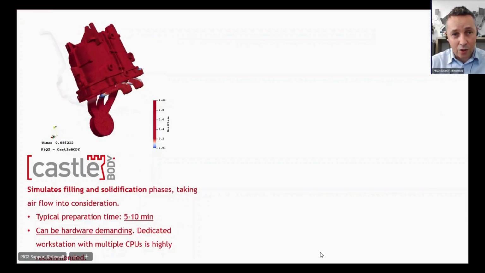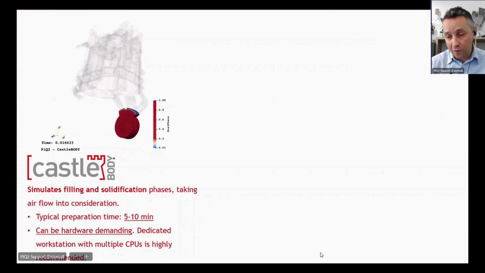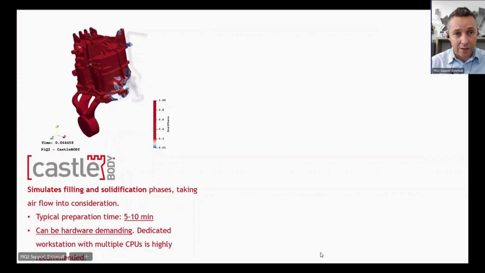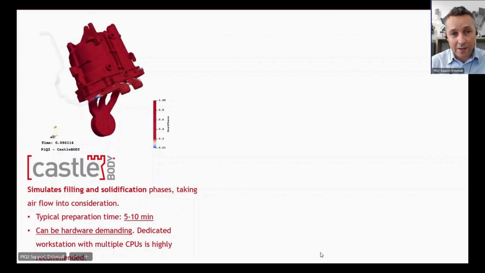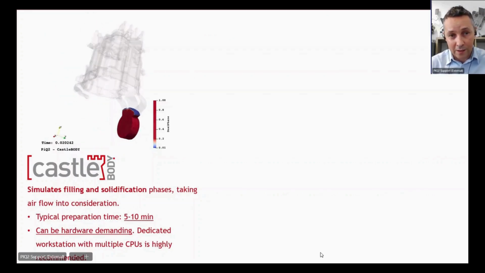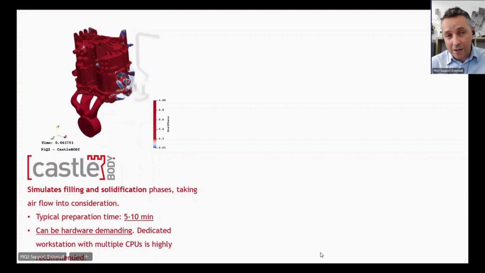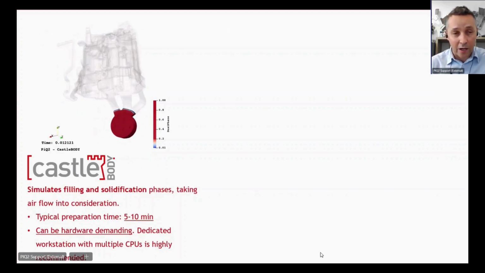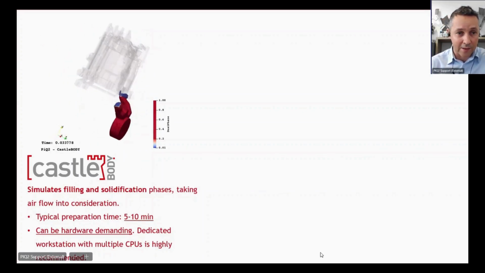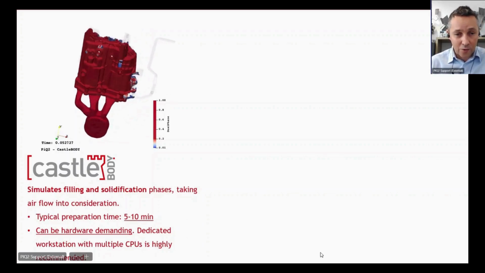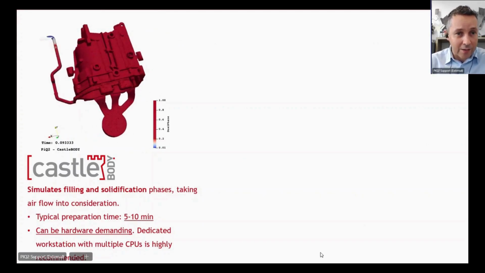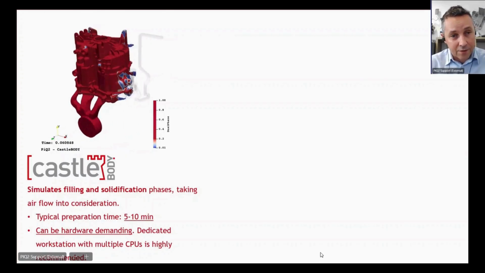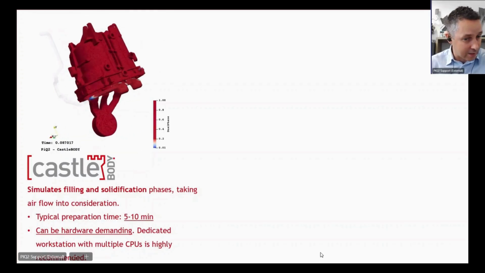The mesh is always full. It's full of metal, it's full of air, or a mixture of metal and air. So air is treated as a fluid in CastleBODY. So it's very strong in detecting any kind of air-related issues in die casting. And as you know, air is the reason of at least 90% of defects formation in die casting.